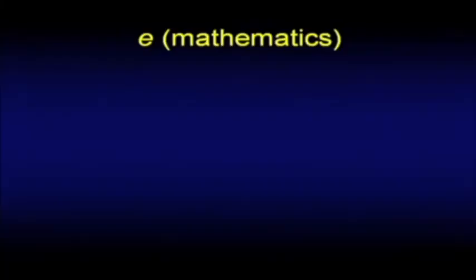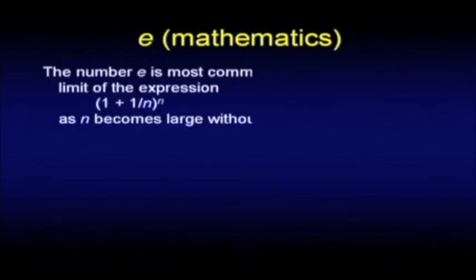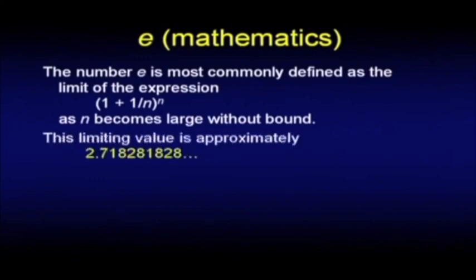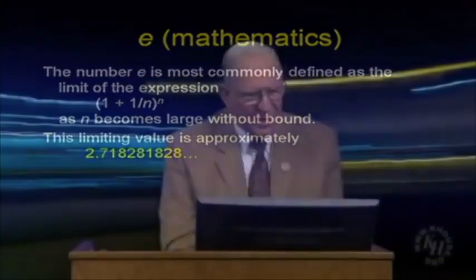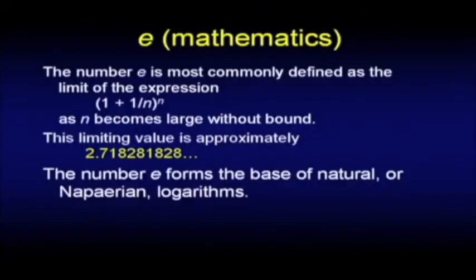The point is, he discovered e, which is this peculiar number in mathematics. The number is most commonly defined as the limit of the expression 1 plus 1 over n, as n becomes large. Its limiting value is 2.71828 and so on. Now, why is it so important in mathematics? Because it has some peculiar mathematical properties. The number e forms the base of the natural and Naperian logarithms.